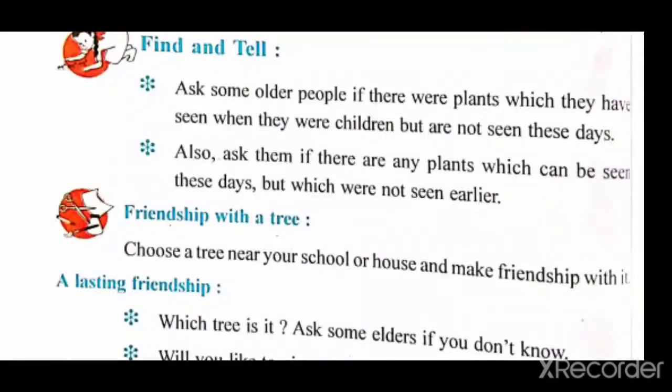Now ask some older people if there were plants which they saw when they were children but are not seen these days. Also ask them if there are any plants which can be seen these days but which were not seen earlier. So you do it by yourself.